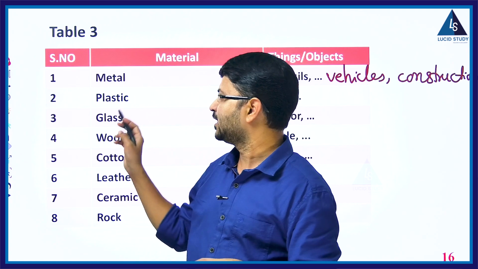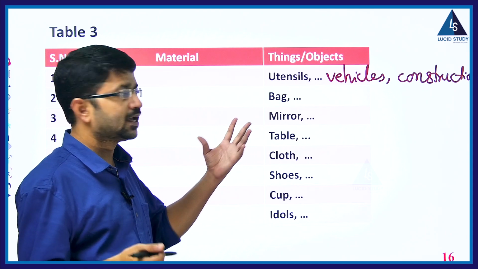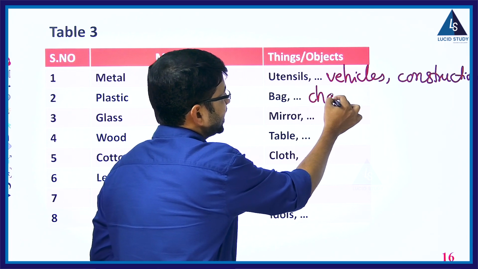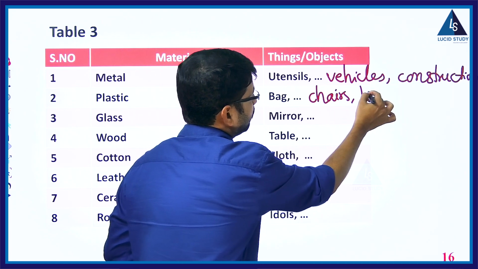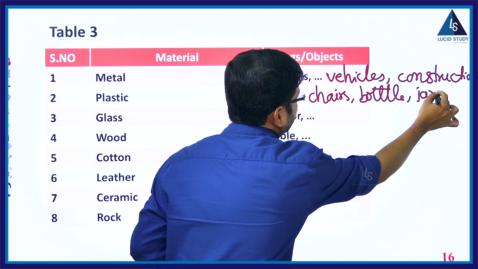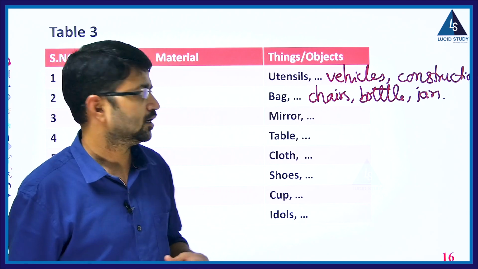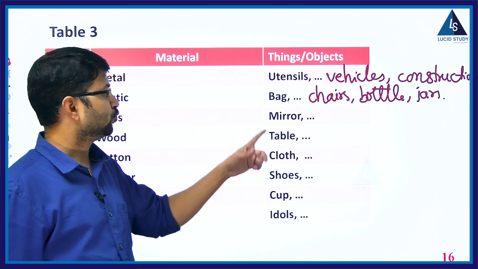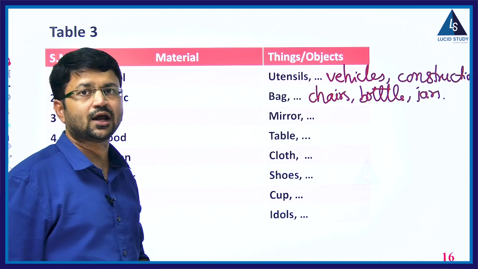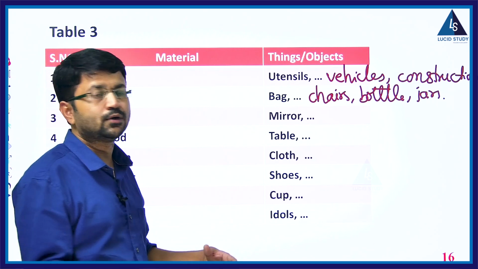Now if you take the case of plastic here, by using plastic we can make bags. Is it clear? By using plastic we can make chairs, we can make water bottles, we can make jars. Next, the third material is glass. Is it clear? Now by using glass we can make mirrors. Is it clear? And apart from mirrors, by using glass we can make various decorative items.